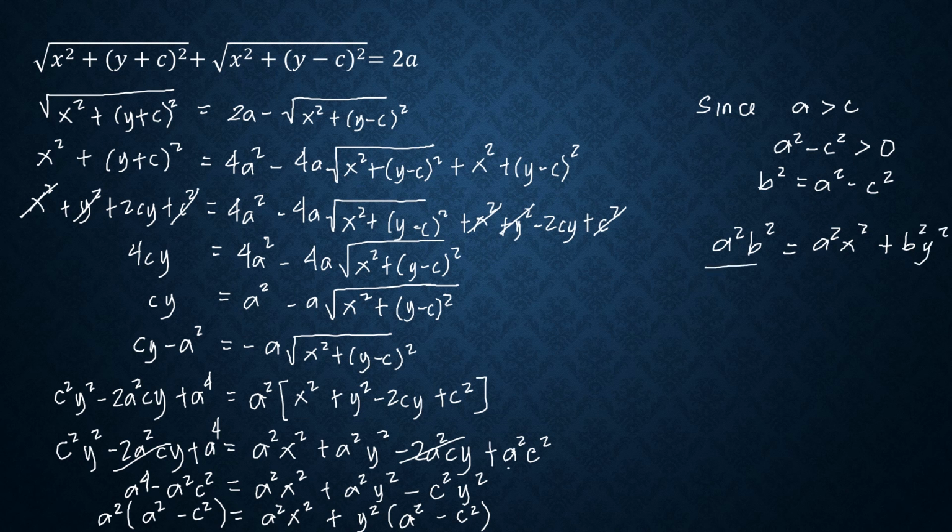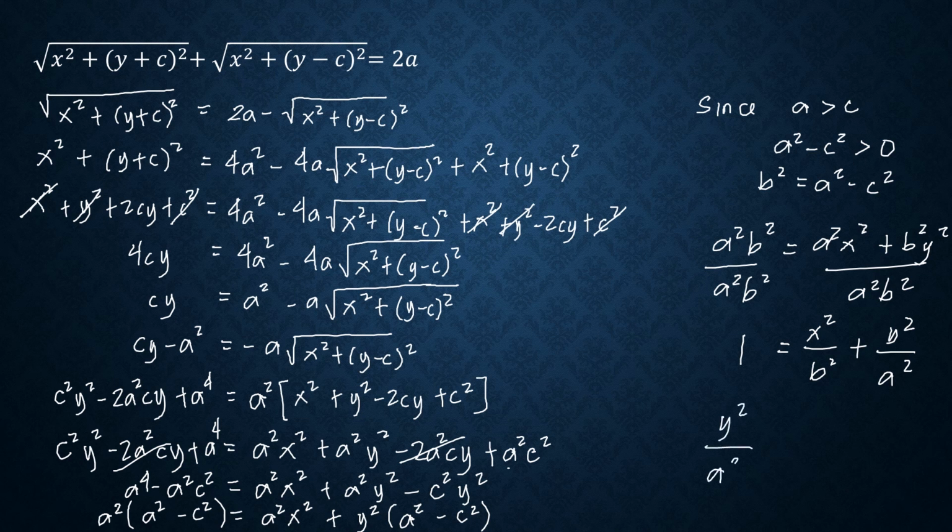And then let us divide both sides of the equation by a squared b squared, so that on the left hand side we have 1, and then on the right hand side we have x squared over b squared plus y squared over a squared. So for an ellipse whose foci lie on the y-axis, the equation is y squared over a squared plus x squared over b squared equals 1.